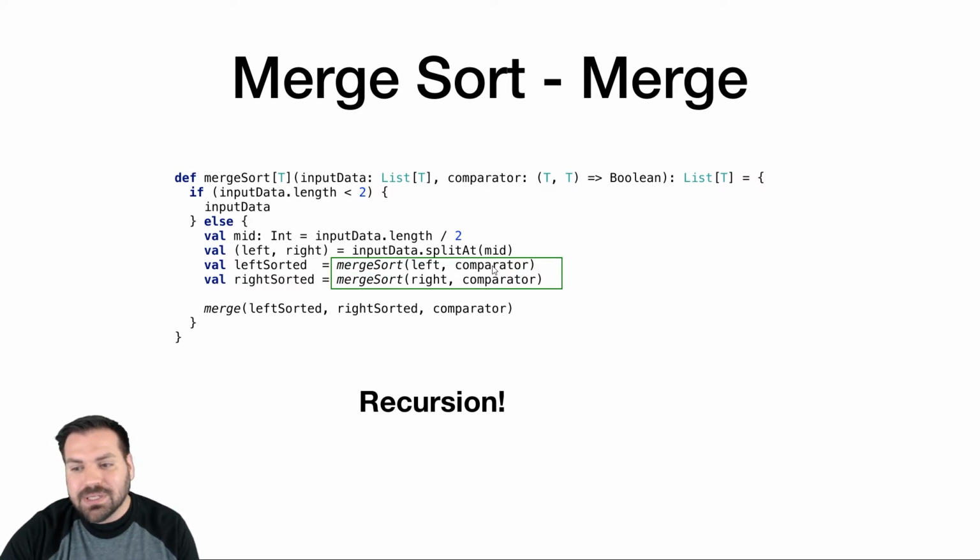This stops as soon as input data.length is less than 2. That's what we call hitting the base case. We're going to hit this conditional and just return that list. And then this returns, we get left sorted, and then we can recursively call on the right. And then once that gets down to a list of size 1, that starts returning. Once we have left and right sorted, then we can call merge, which we're going to see on a later slide.